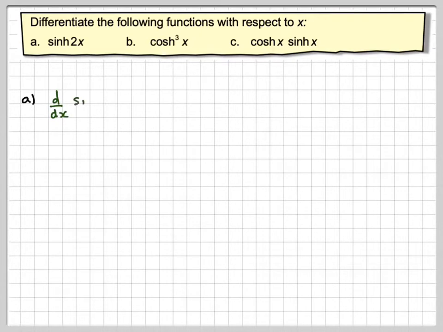Okay, so if we've got to differentiate sinh of 2x, if you remember how to differentiate sine 2x, you take the 2 and you put it in front. So it's the same idea with this. So this will just become 2 cos of 2x using the chain rule. You could let u be equal to 2x and do it that way.